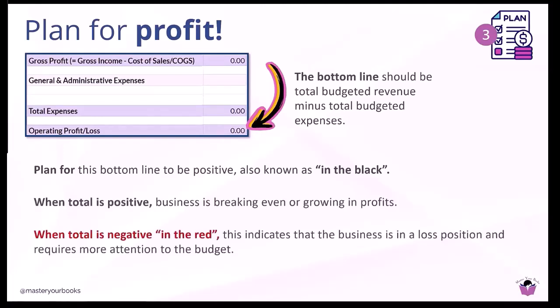When the total is positive, the business is breaking even or growing in their profits. So they're breaking even or they're growing in their profits. When the total is negative, when it's in red, what's happening? It indicates that the business is in a loss position and it requires more attention to the budget. Unless you know that your business is going to be in the red, then you need to go back and look at your budget and say, wait, am I planning for losses? Why am I planning for losses? Again, if you're not a startup, then you really need to think about why your budget is showing losses, because you want to plan for profit.